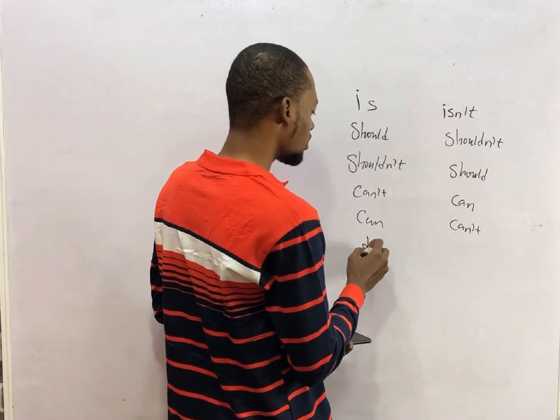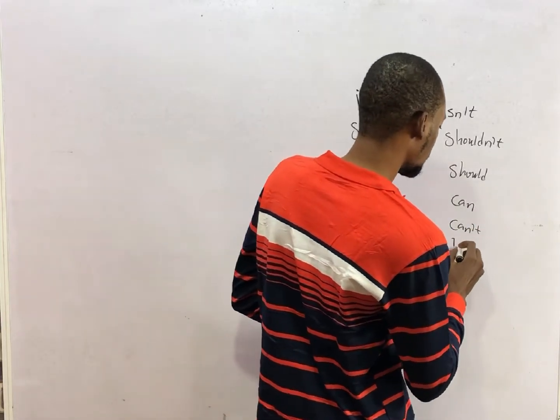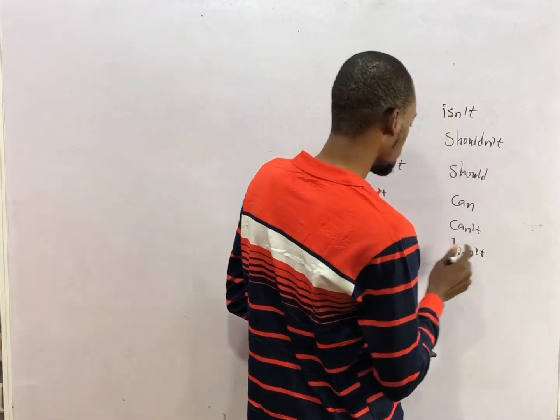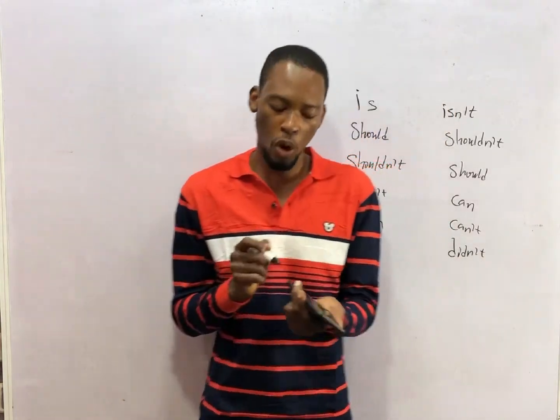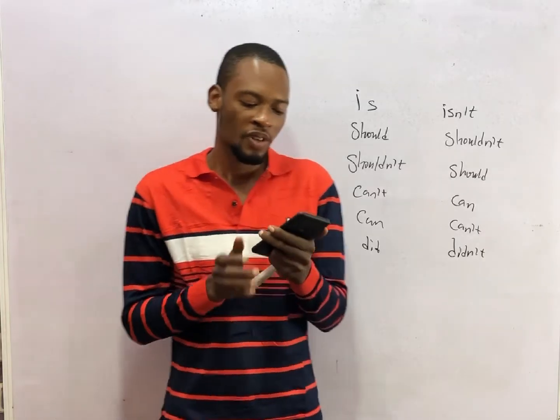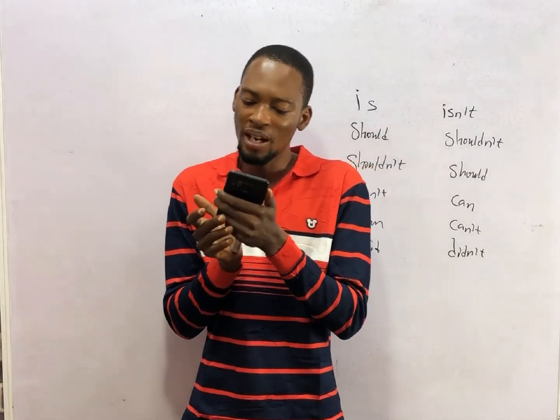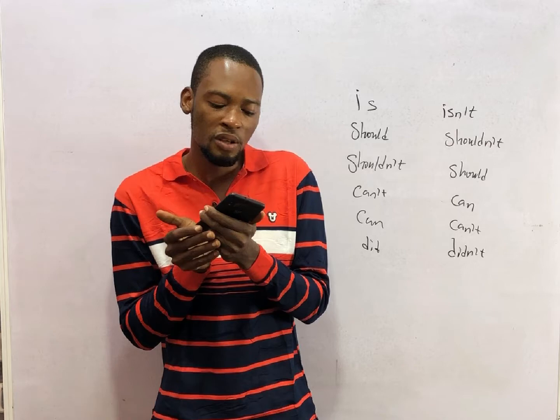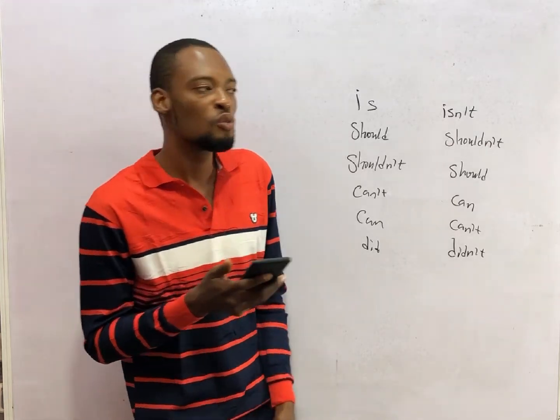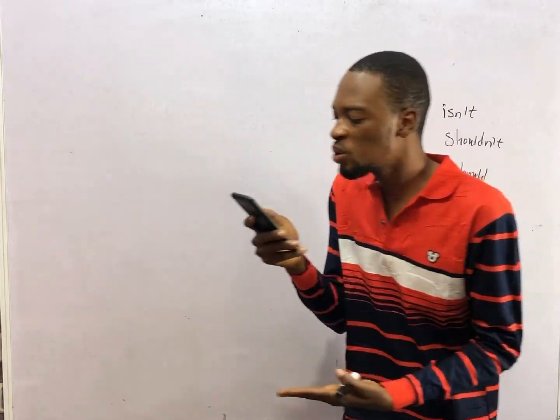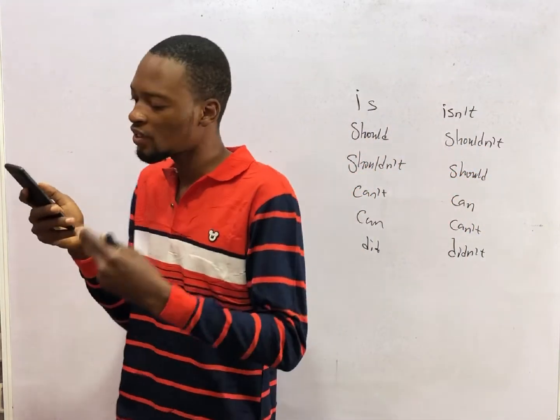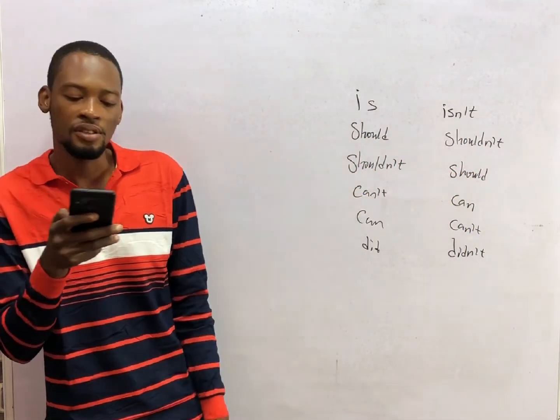If there is did, here should be didn't. If the statement is didn't, the question tag should be did. So they are usually opposite. Now look at here. After eating all the mangoes, he shouldn't complain of that. He shouldn't, which means the question tag should be should he? He shouldn't complain of stomach ache. Should he? So should he is correct.